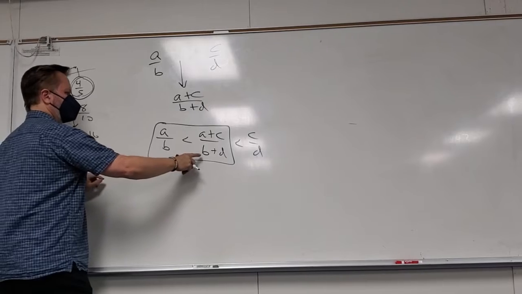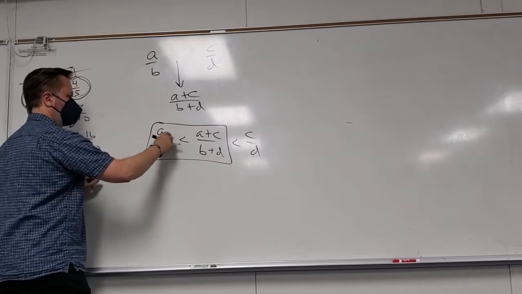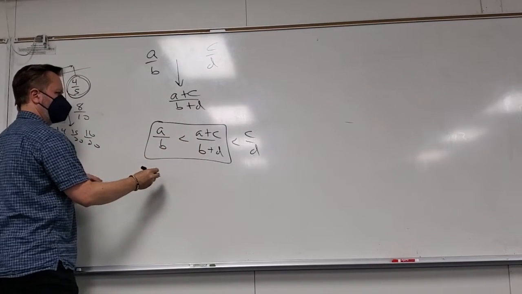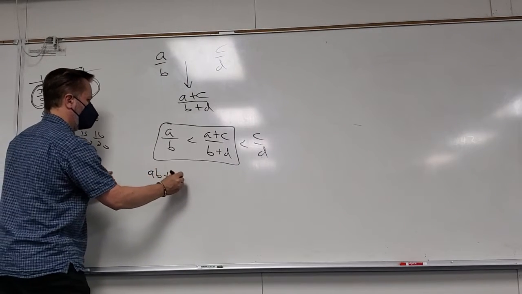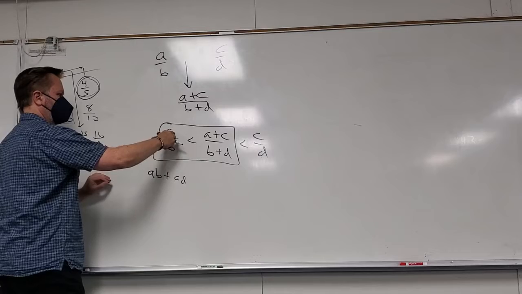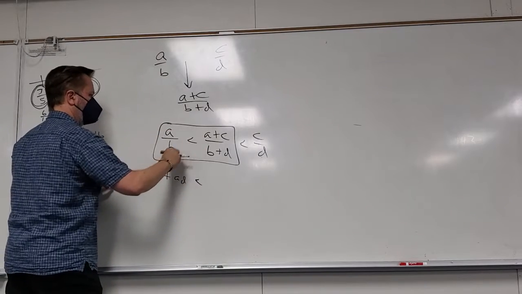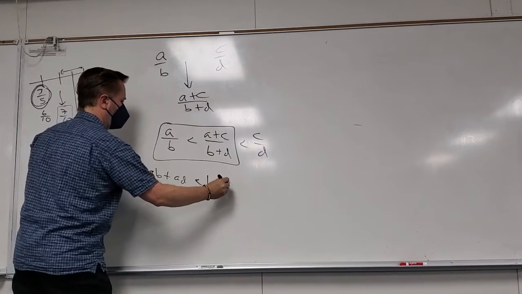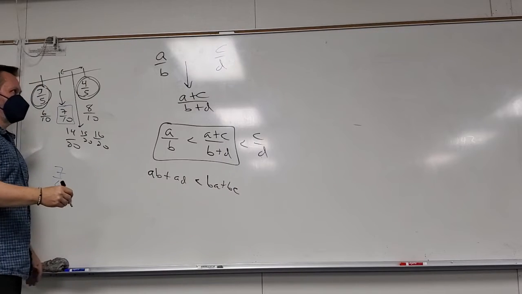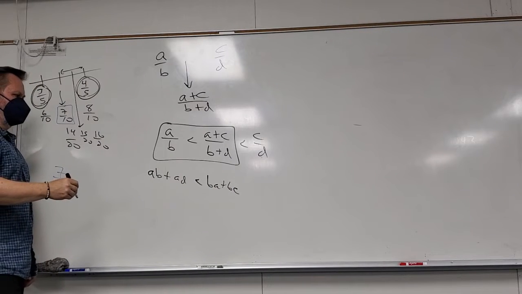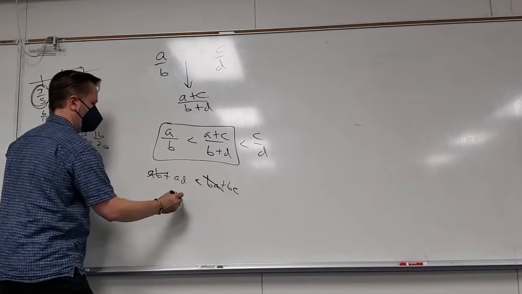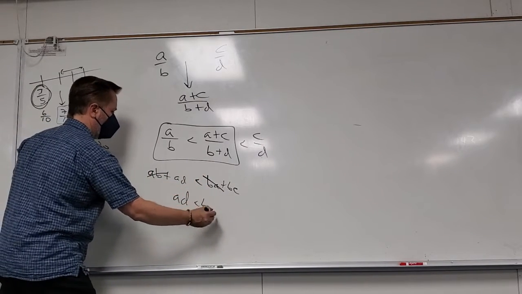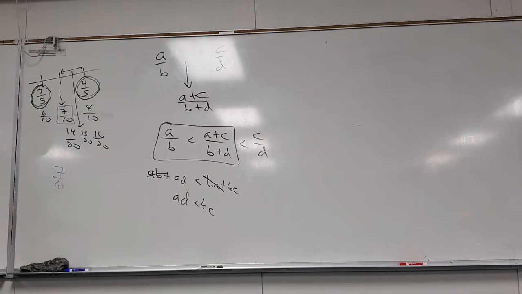So let's see. How do I check this? Don't I cross multiply? Yeah, AB plus AD, right? If I multiply that here, less than BA plus BC. And don't these cancel? So AD is less than BC, right? Which means, I forget what that means.